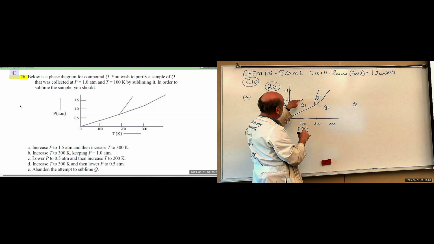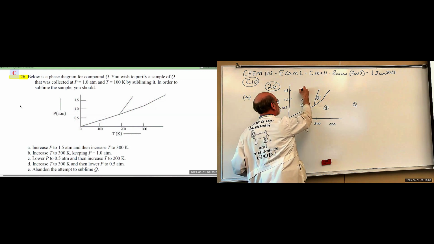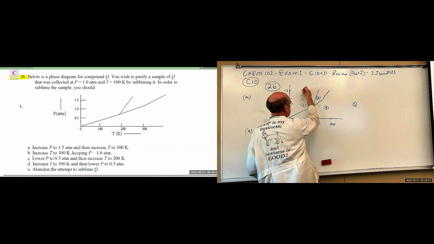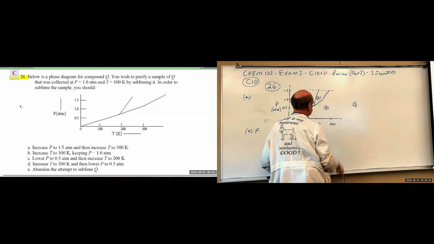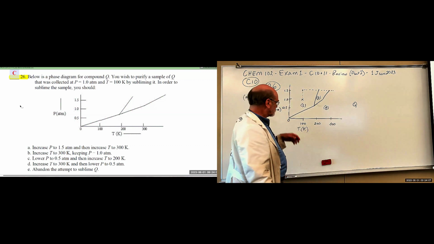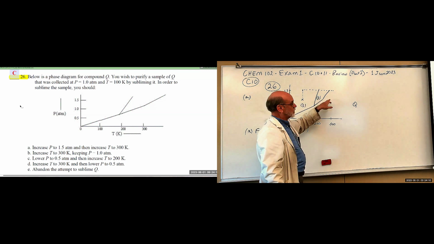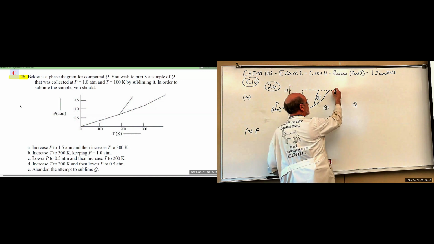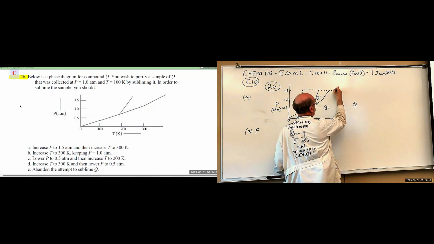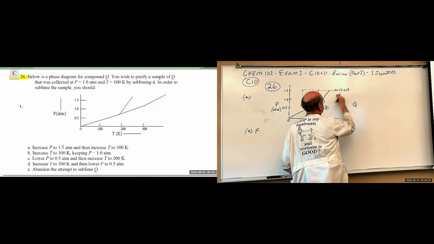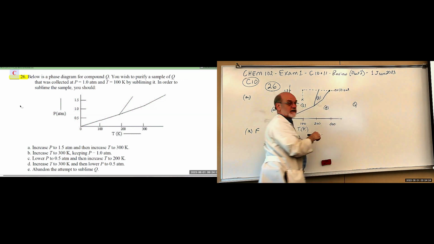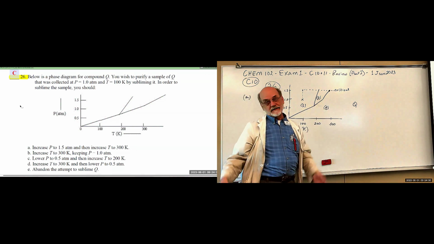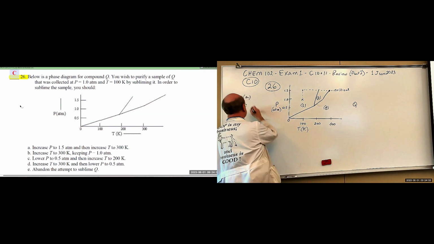If we're starting here and we increase to 1.5 atmospheres here, then increase temperature to 300, then we would go over to 300. What's that going to get you? It's going to go through liquid, and then into the gas. Actually, it's going to go into the critical region. This is the critical point. So it's going to be gas and liquid at the same time, so we're not going to collect any. That's false. A is false.